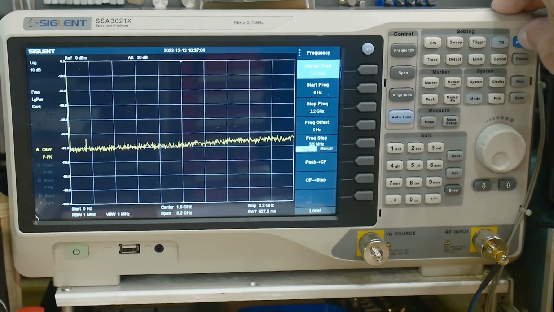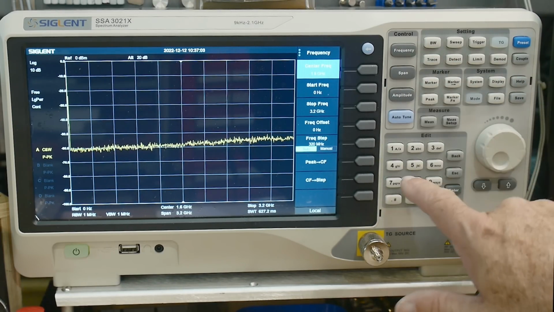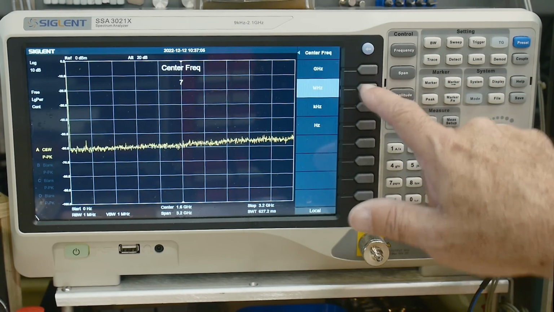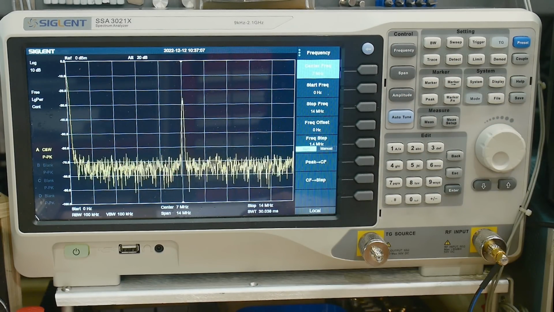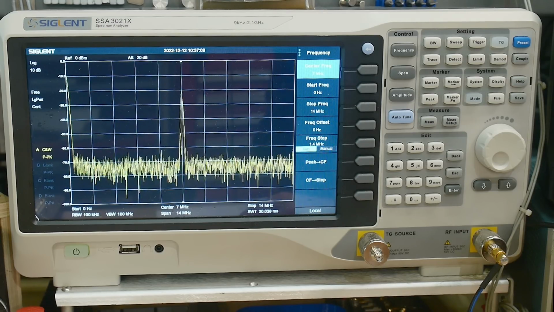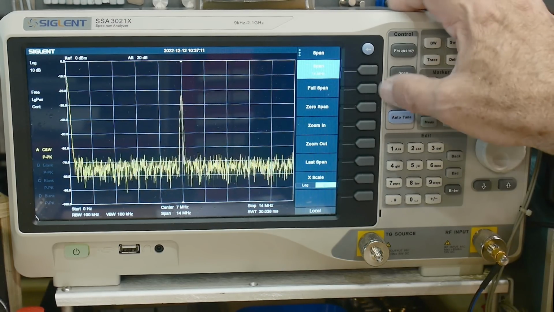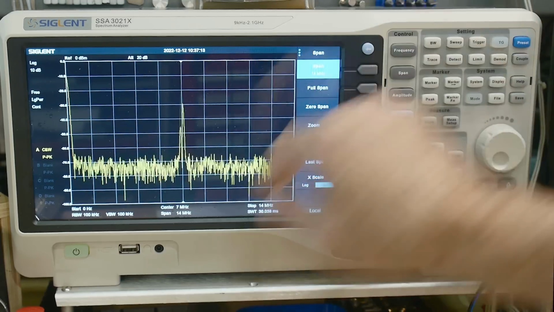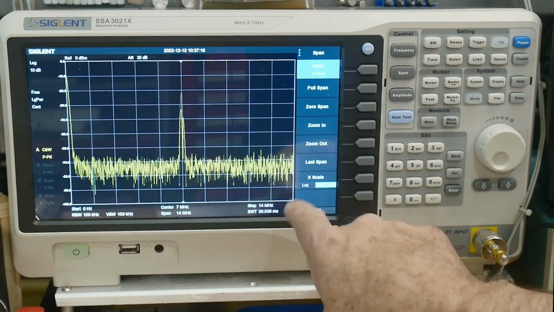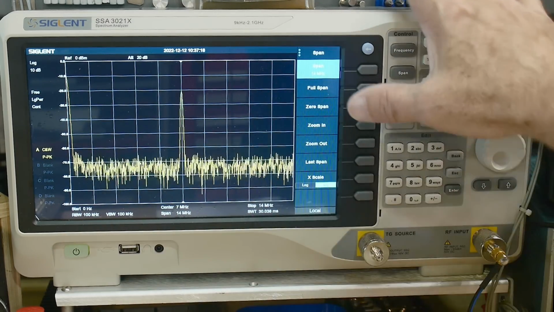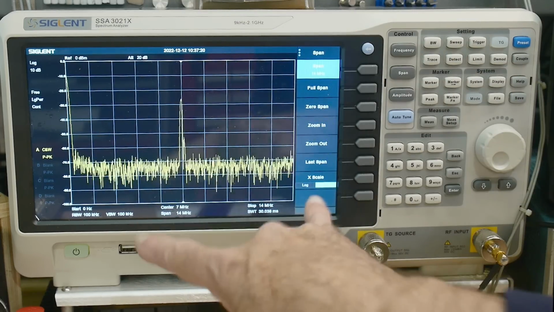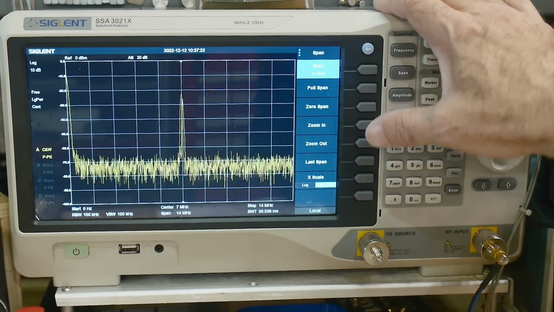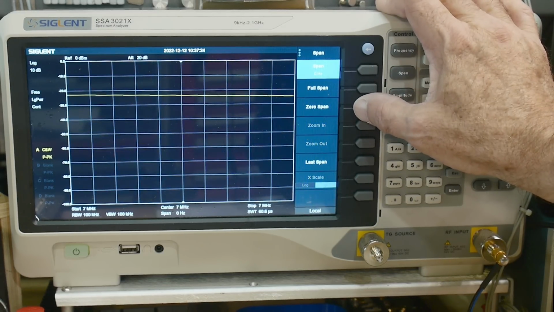So I've hit preset, so we're going to start from ground zero. We're going to do a frequency. We know we're at 7 megahertz, and there is our carrier bouncing up and down. All right. We can do something called span, zero span. So span sets how wide of a frequency range we have. If we set a frequency range to 0, so there's no frequency range, that's called zero span.